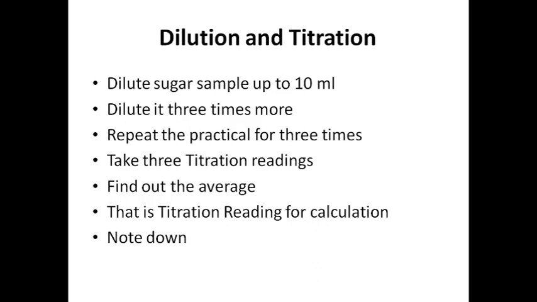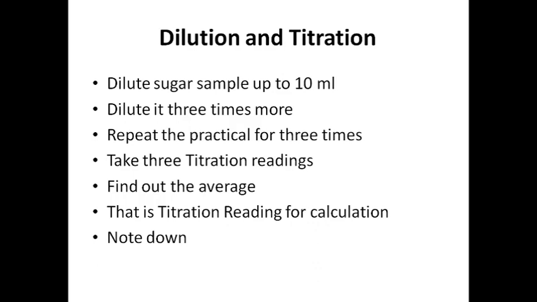Prepare sufficient volume of diluted sample for at least 3 readings. So here we require at least 40 ml of the diluted sugar sample. Now repeat the practical 3 times and find out the end point where the blue color turns to colorless in the mixture. Decolorization of methylene blue is our end point of the titration, and we will note it down in our book.